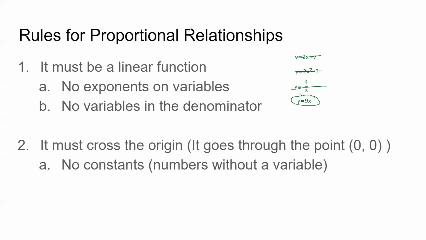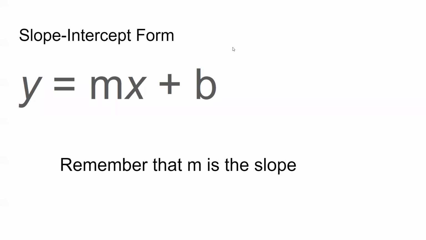If we think about how equations are written, we typically think of y equals mx plus b, because that's our slope-intercept form. Remember that m is our slope.